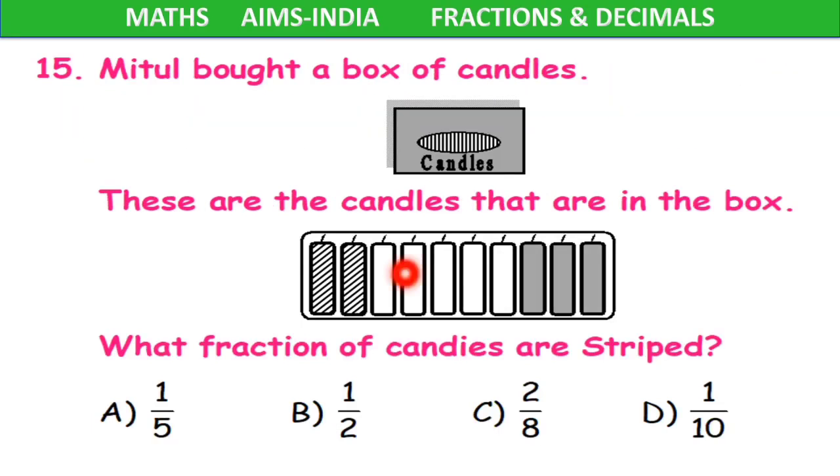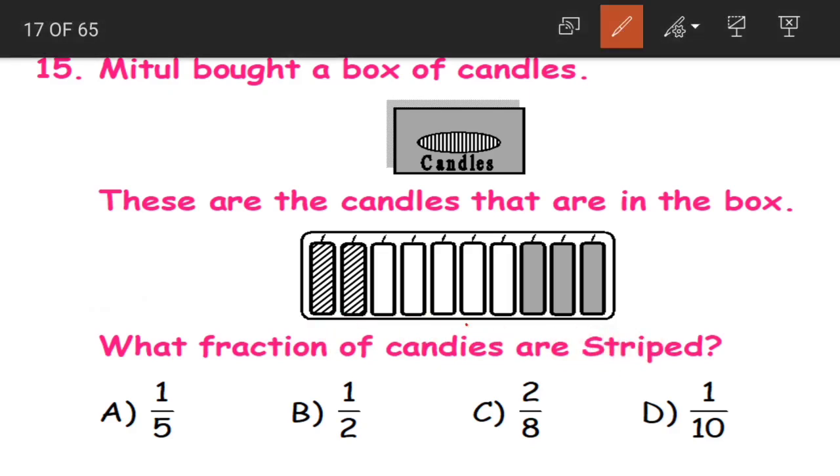Next question 15. Mithul bought a box of candles. These are the candles that are in the box. What fraction of candles are striped? Striped means having lines. Yes, how many candles are having lines? 2. So 2 will be our numerator divided by what are the total number of candles? 1, 2, 3, 4, 5, 6, 7, 8, 9, 10. So 2/10 is our answer here.